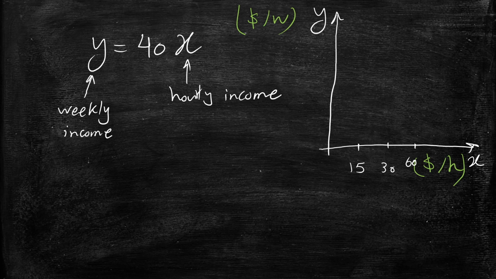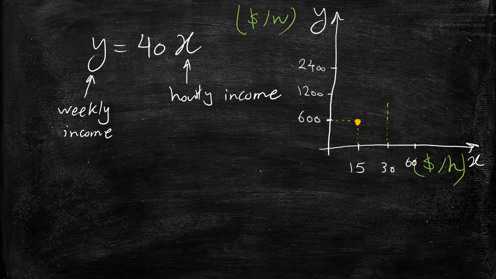For $15, we already calculated in our table, we gain 600. For $30 per hour we get 1,200 per week. For $60 per hour we get 2,400 per week, and so on. You can add as many as you want. So now I know on this graph, here's where we stand. If we get paid $15 per hour, here's the point that corresponds to $15 per hour and $600 per week.